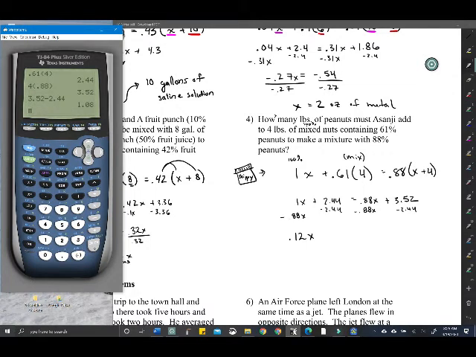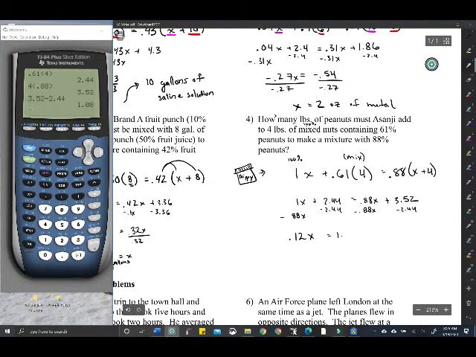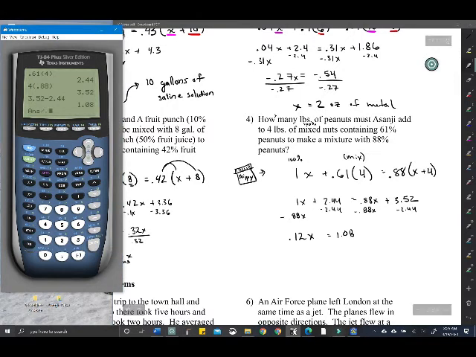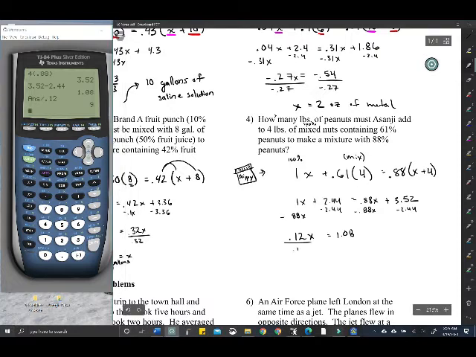That's 1.08. And then we divide, we get 9. So 0.12x is equal to 9, and that is pounds of peanuts.